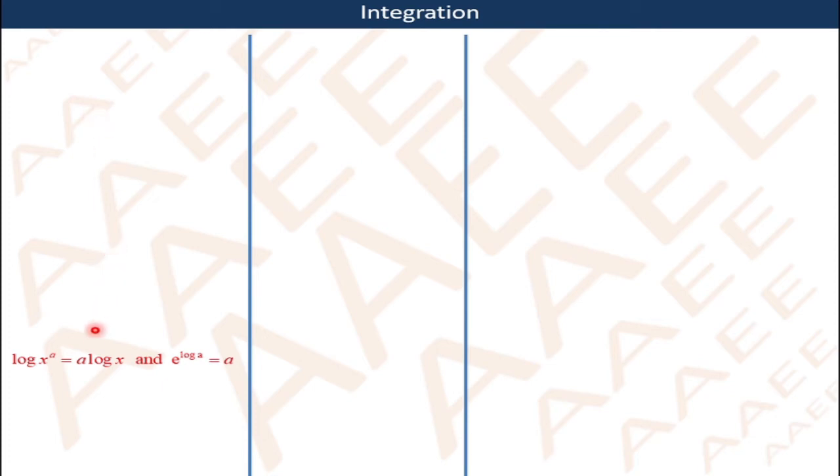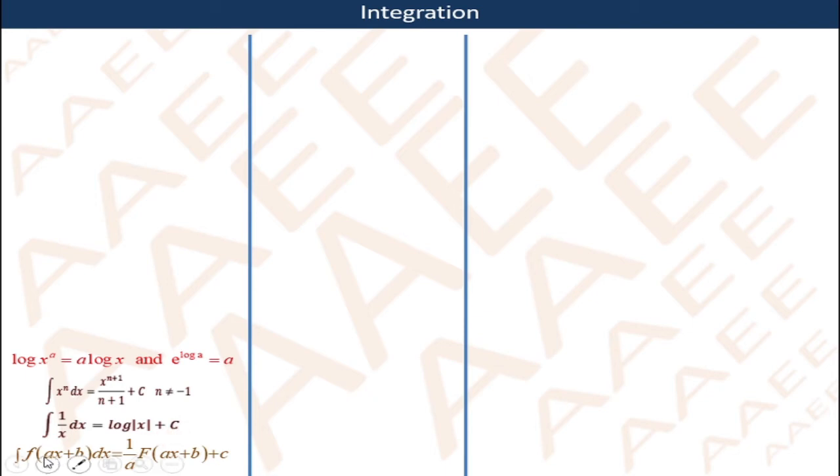The first identity we need is the logarithmic identity, which you have studied in standard: log of x raised to a is equal to a log x, and e raised to log a is equal to a. The next identity we are going to apply here: the integration of x raised to n dx is equal to x raised to n + 1 upon n + 1 plus c, provided that n is not equal to minus 1. Third one: the integration of 1 upon x dx is equal to log of mod x plus c.